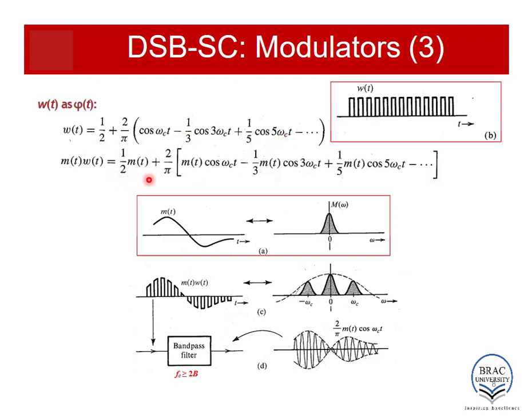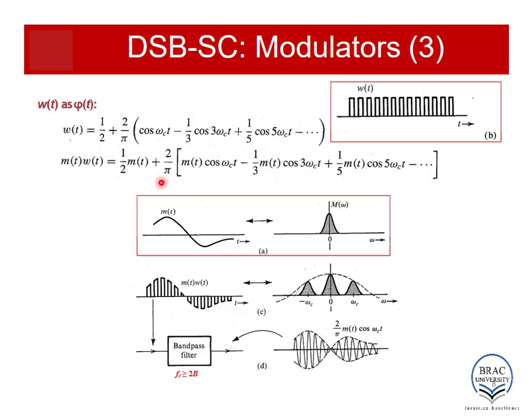mt. So when you are multiplying mt with a cos wave of omega c frequency, you know the spectrum will be shifted to plus omega c and minus omega c. Then when you are multiplying it with cos 3 omega ct, the spectrum will now be shifted to 3 omega c and minus 3 omega c frequency, and so on. So we will have frequency components at omega c, 3 omega c, 5 omega c, 7 omega c, and all of the odd multiples of omega c center frequency.